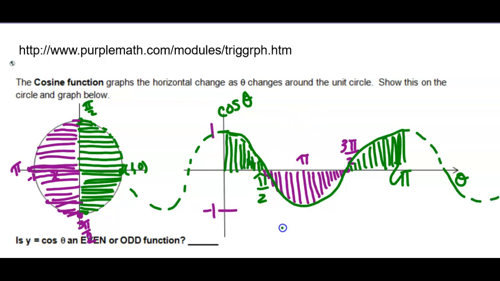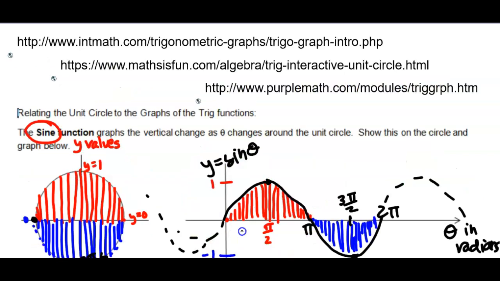All right, so this function would repeat this direction and keep going this way. And because it's doing this, it has y-axis symmetry, so it is an even function. The parent function here for a cosine is an even function. Was that on this one and I skipped it at the bottom?